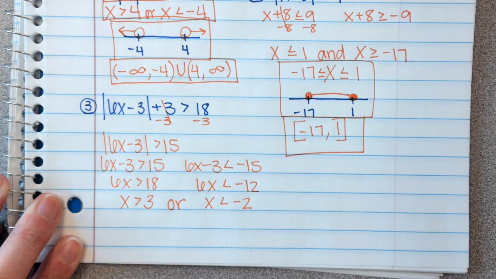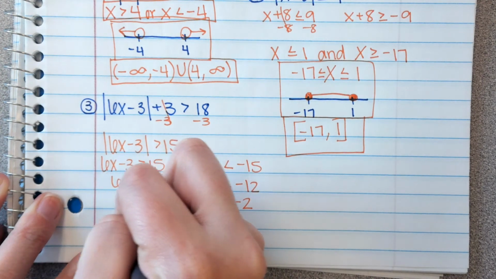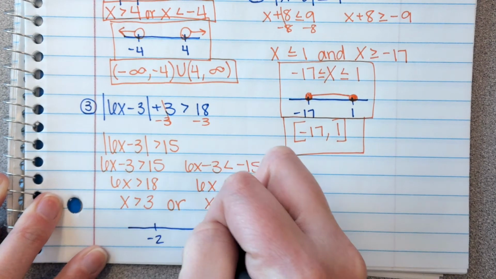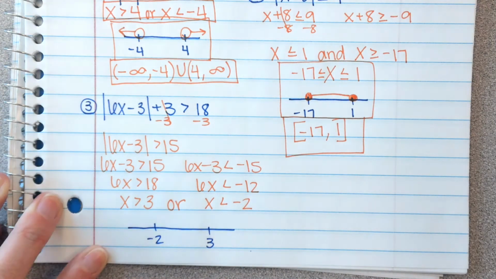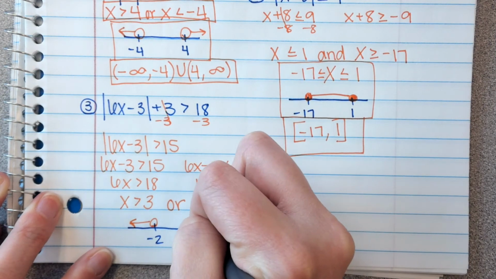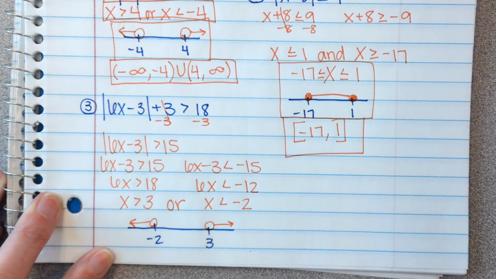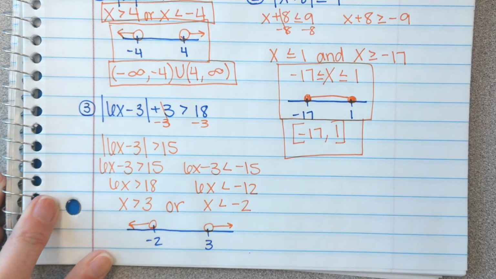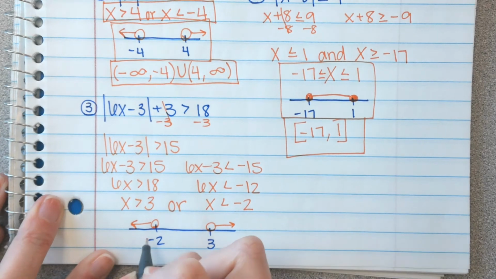So we've got that. Now we can just graph it. So on the number line, we need a negative 2. We need a positive 3. On negative 2, it's open and to the left. And 3, it's open and to the right. Now let's make our interval notation. I'm not forgetting this time.